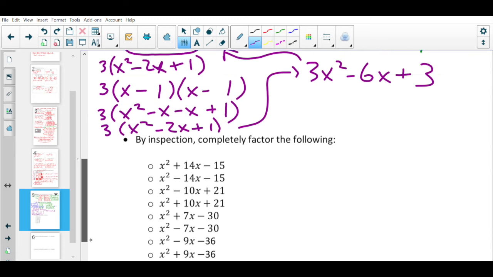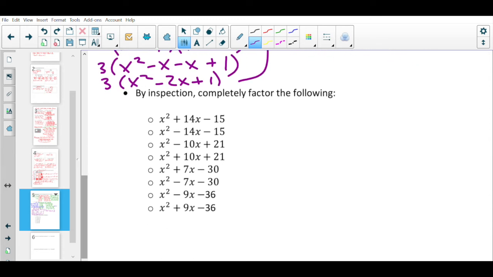Okay? Here's a whole bunch more, and with enough practice, you should be able to do these by inspection. So what multiplies to negative 15 and adds to 14? So set it up like this. Let's see. So one has to be negative, one has to be positive. So I'm going to say 15 and 1. Multiplies to negative 15, and then 15x minus x is 14, so that works.